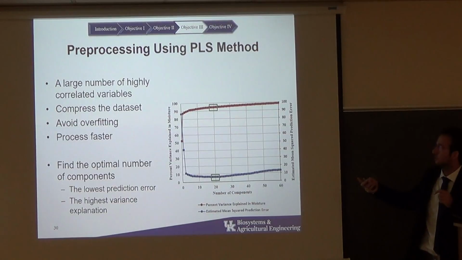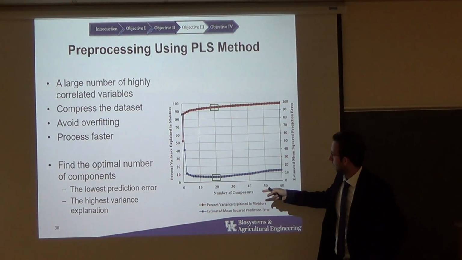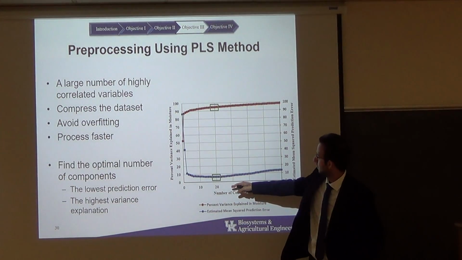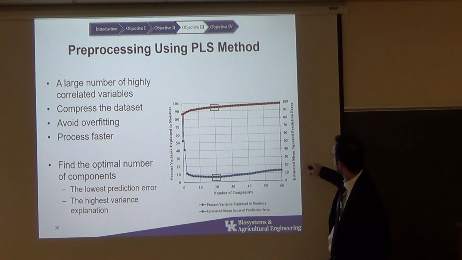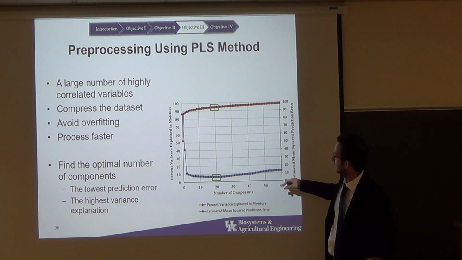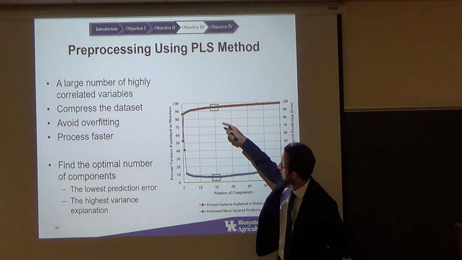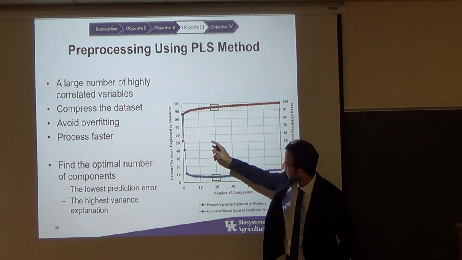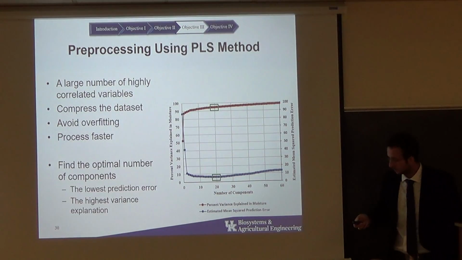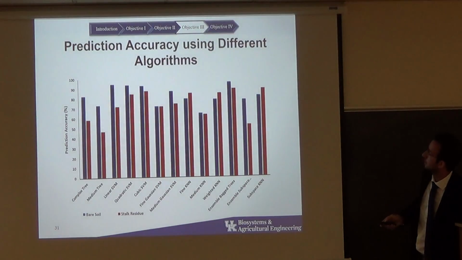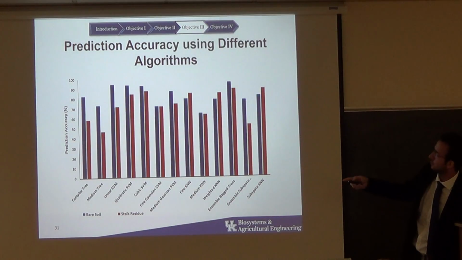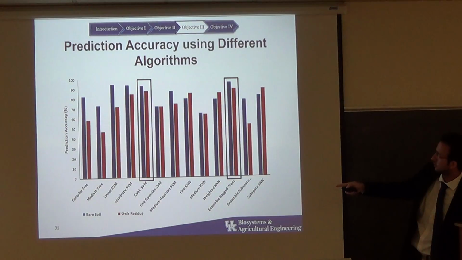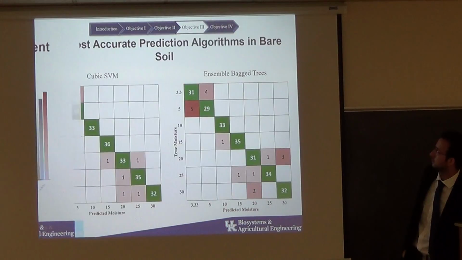To find the optimal number of components, I use this plot. Around 20 components, we have the lowest error, and also pretty much 95% of the variance explained, which is the highest. So 20 is the optimum value, and I used about 20 different algorithms. These 2 algorithms, the ensemble bagged trees and QDA, work pretty well for both the bare soil and the stalk residue.